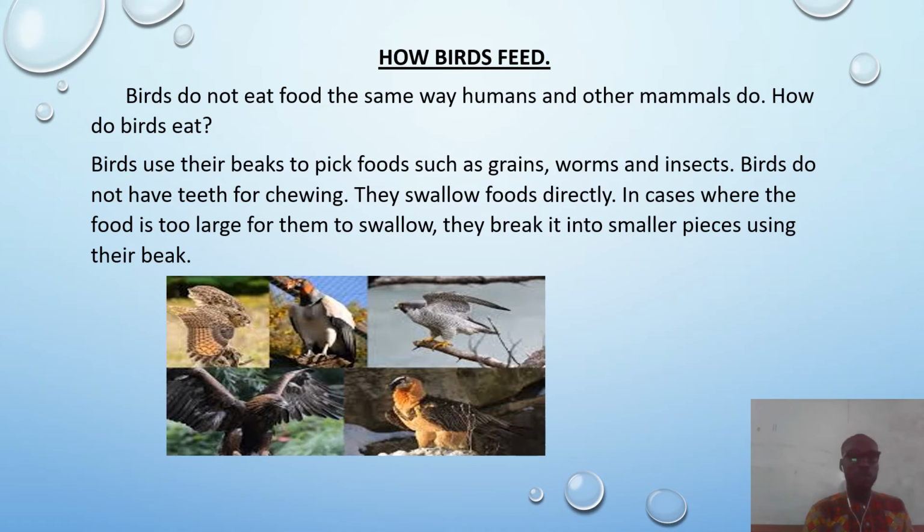Birds do not have teeth for chewing. They swallow the food directly. In cases where the food is too large for them to swallow, they break it into smaller pieces using their beak. So that is how the birds also feed.